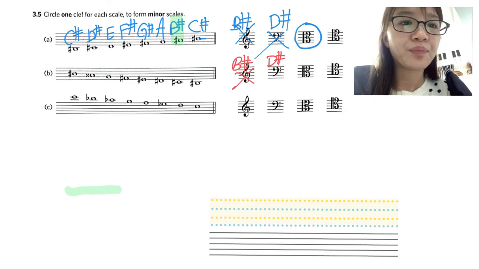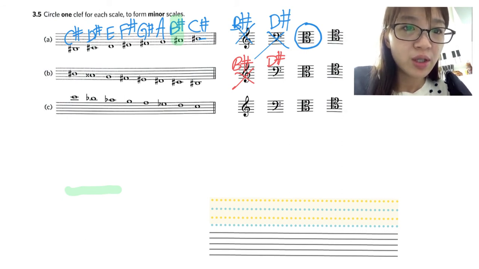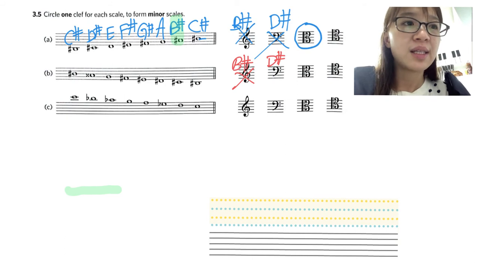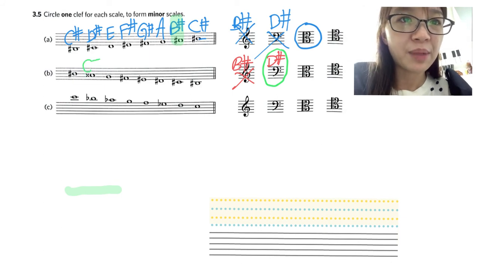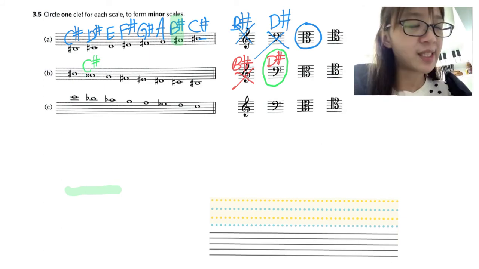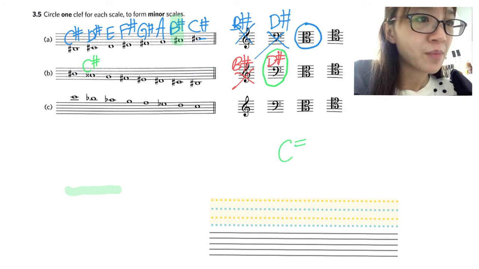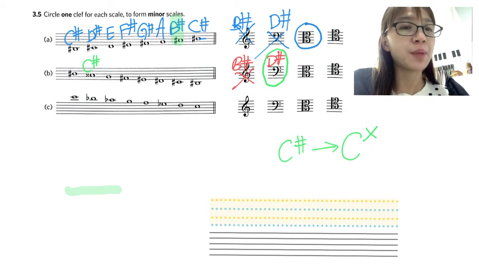D, E, F, G, A, B, no sharp. C becomes double sharp. Yes, because you already have a C sharp raised up again, it's a double sharp. And the D. The answer is the bass clef. This is the answer, yes. And the C raised up becomes double sharp. So when you have a C sharp, you raise it up, become C double sharp, sharp again.